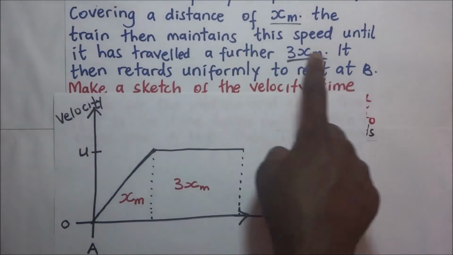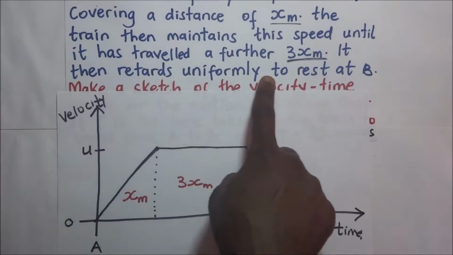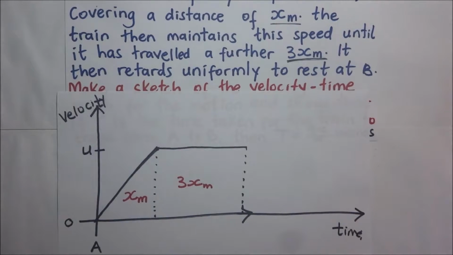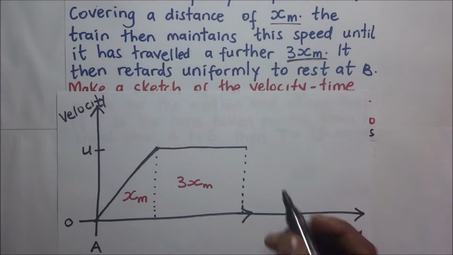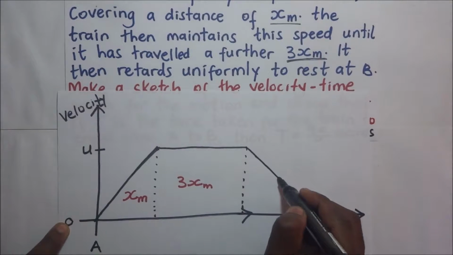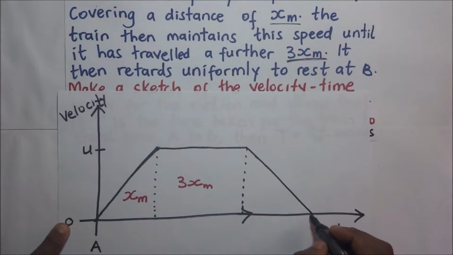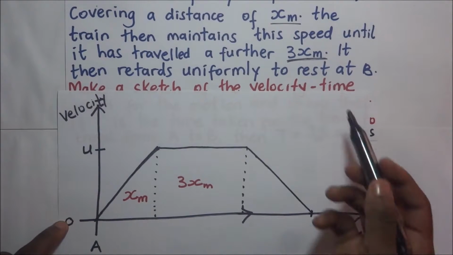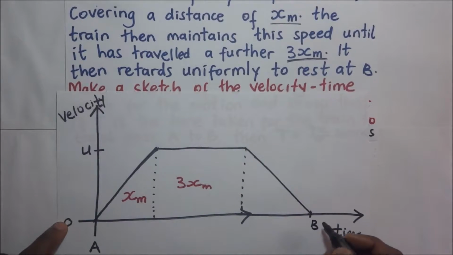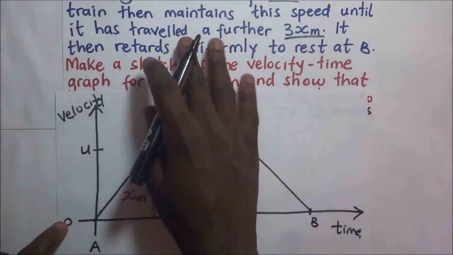Then the question continues to say it then retards uniformly to rest at B. So right here it's going to retard to rest. When it's retarding to rest, it means that it retards to a point where its velocity is 0. So it's going to retard back to velocity equal to 0. And the question says that it retards uniformly to rest at B.